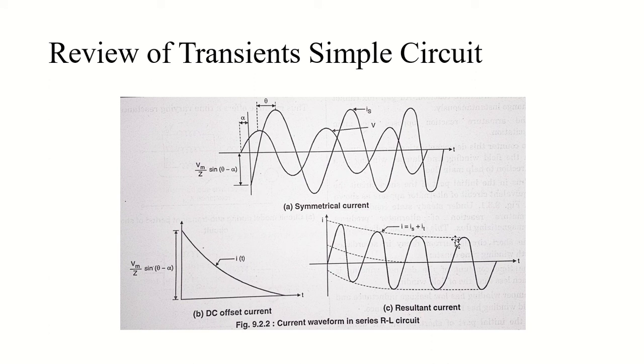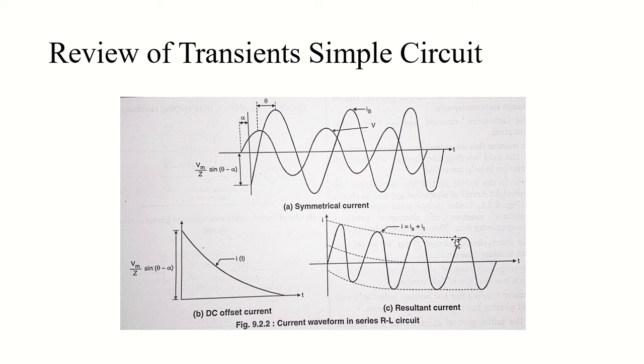Now if the switching takes place at an instant where alpha is equal to theta, the DC component will be 0 and the current wave will be symmetrical. So in case of alpha equals theta, the current will be symmetrical.